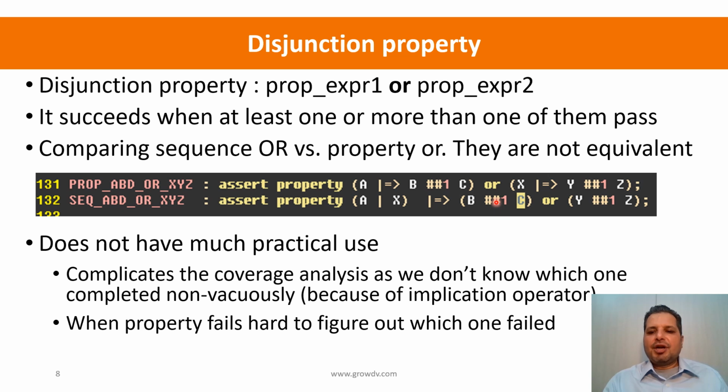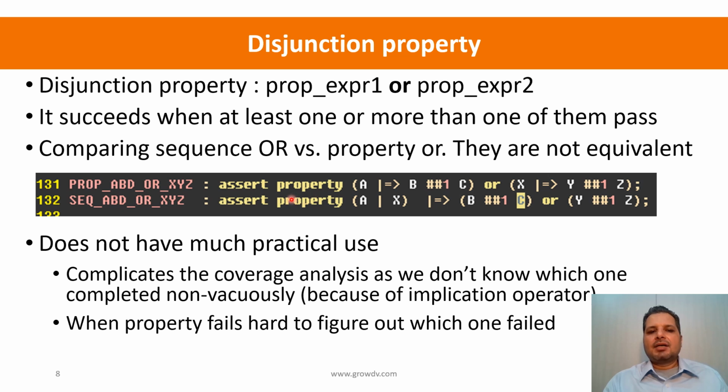So there are always better ways to solve this problem. You can keep them independent and assert them independently at a property level. At sequence level, you can probably OR them, but at property level, it generally doesn't have much of a use case. But the way it works anyway, for our understanding, we'll look into it. So the disjunction property is you have property expression 1 or property expression 2, and it succeeds when at least one or more of them are holding true.